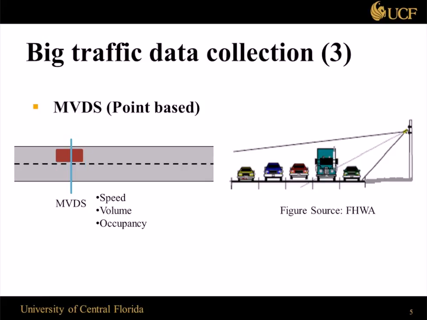Similar to the AVI system, the MVDS system is point-based vehicle detection. It collects the speed, volume, and occupancy at a point. In this project, 2 types of MVDS detector are used. One aggregates traffic information into 1 minute, and the other one provides disaggregated vehicle information. That means it provides the traffic information for each vehicle.